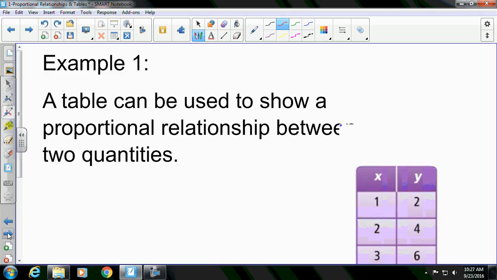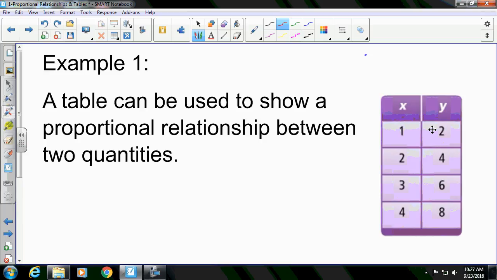Let's look at the first example. A table can be used to show a proportional relationship between two quantities. What we always do is we try to show that y over x is the same for each row of our table. So our first row, y over x, is 2 over 1, which is in simplest form.